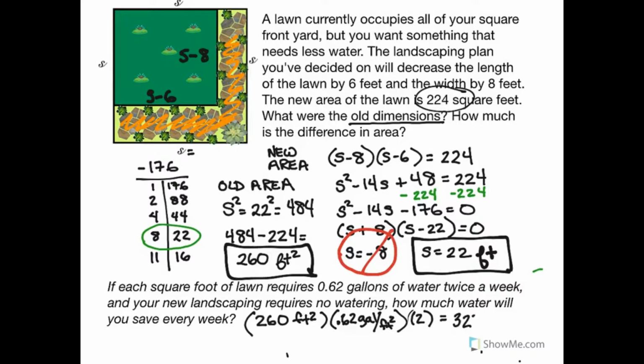I get 322.4 when I multiply it out. That's gallons per week that we save. So by setting up this equation with the new area, we've been able to find the old dimensions, the difference in area, and the amount of water that we're saving every week.